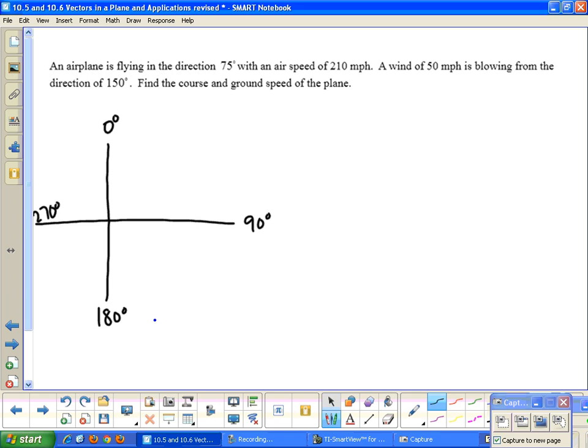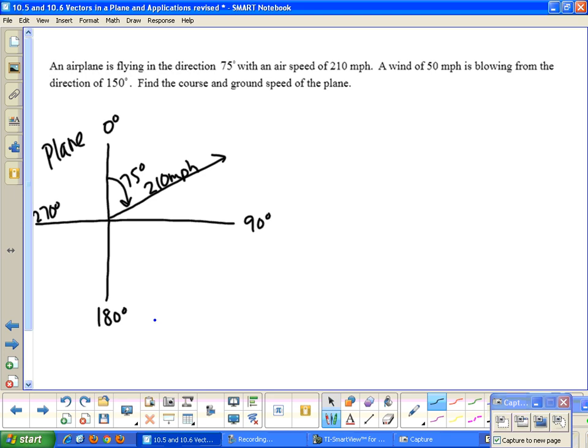So if I'm flying in the direction of 75 degrees, that means that from here to here would be 75 degrees, and the speed, which gives me my magnitude, would be 210 miles per hour. So this is for the plane.